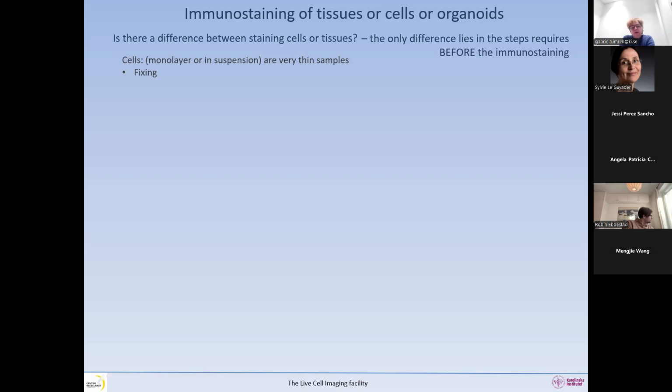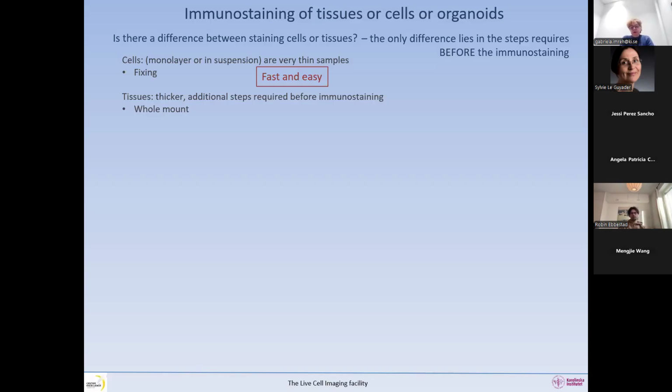When we are working with cells, they are monolayers or in suspension, very thin samples. All we have to do before performing the immunostaining is fixation. It's a fast and easy method, and then we can move on to perform the immunostaining steps themselves. When it comes to tissues, the tissues are thicker, and additional steps are required before immunostaining.